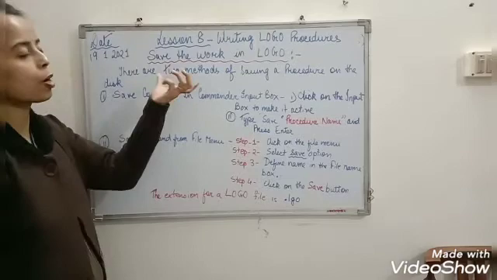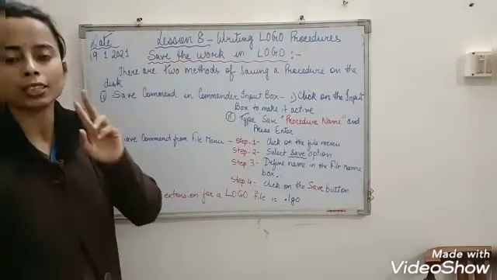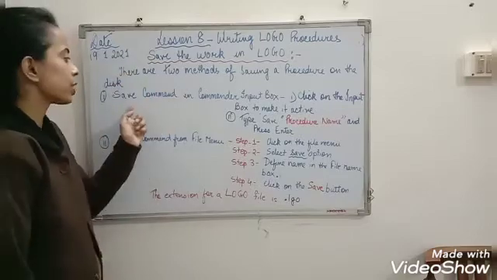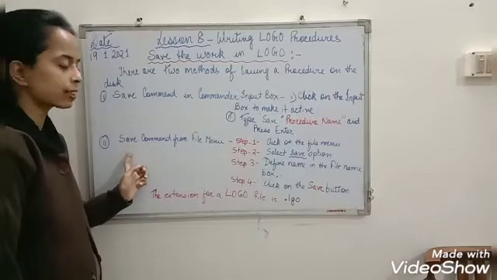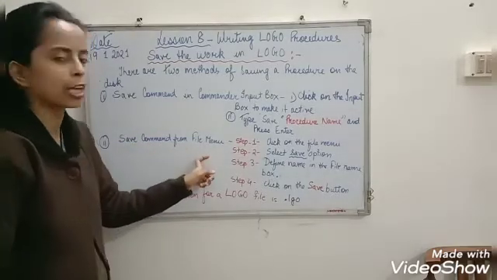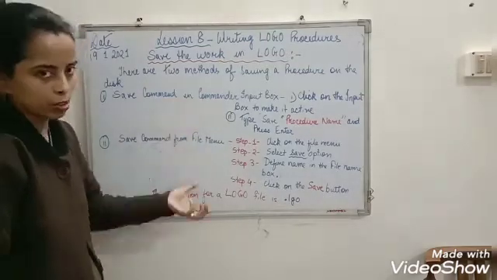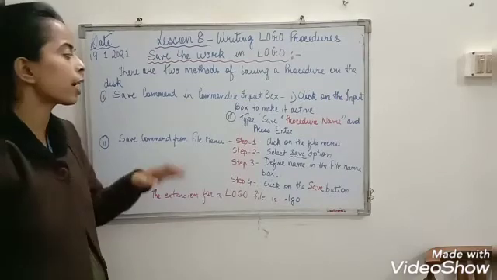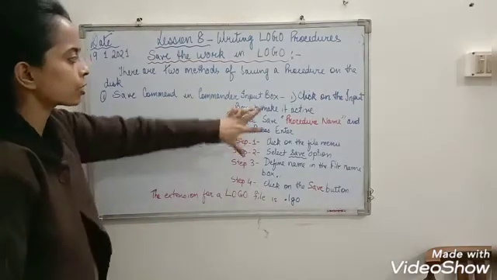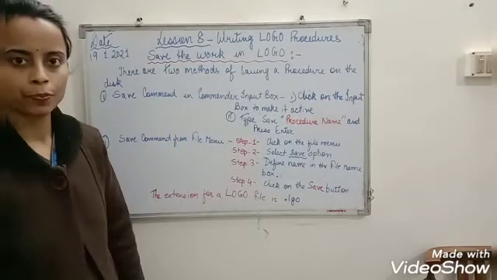Okay. So where is your procedure saved? Where is your logo procedure saved? On the disk. What are the two ways? Two methods. First one is the save command in the commander input box. Second one is the save command from the file menu. You can save the procedure by either one of these methods. The save command in the commander input box has 2 steps. The save command from the file menu has 4 steps.